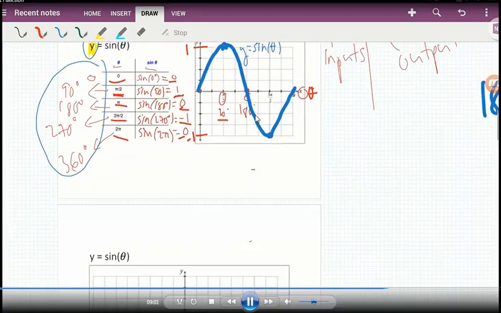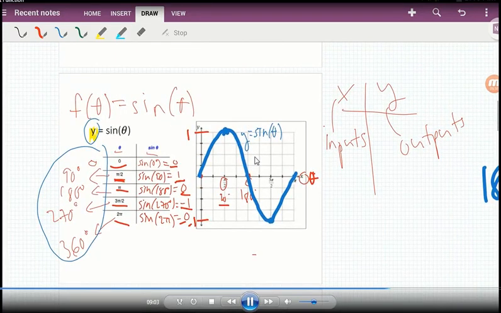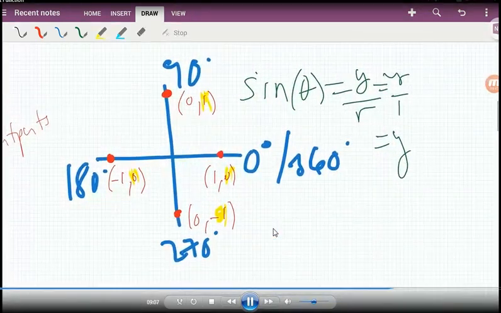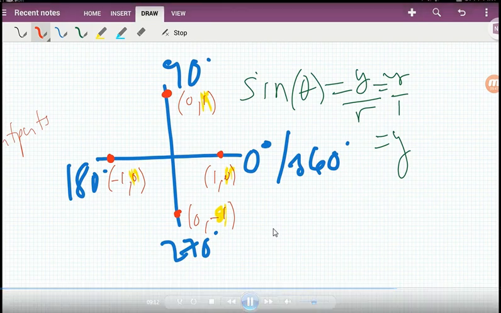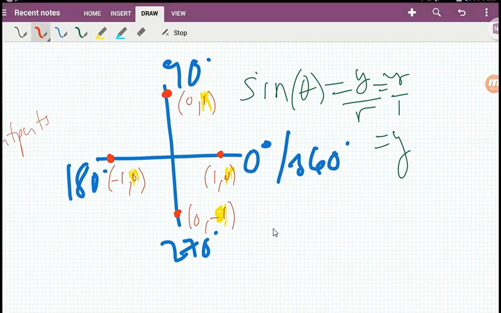And so one very important thing I need you guys to understand is this part right here, this graph, is only a really small part of the entire sine graph. So really think about this here.